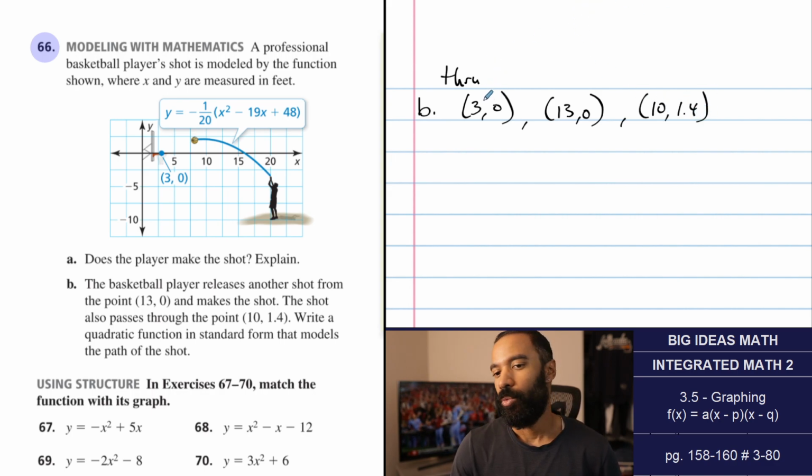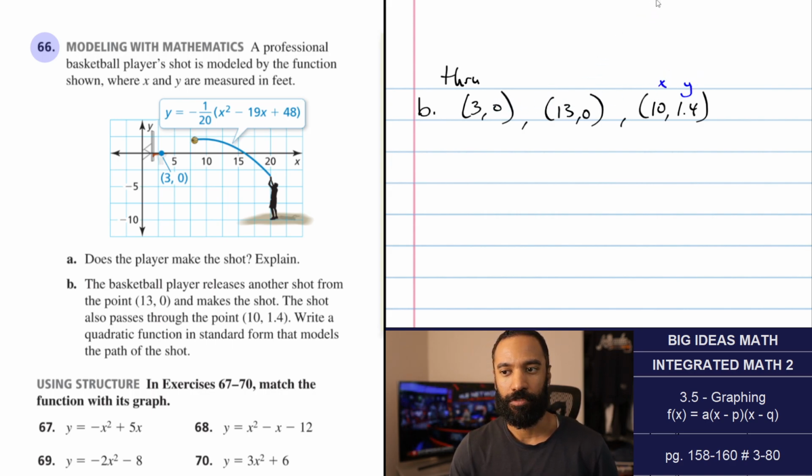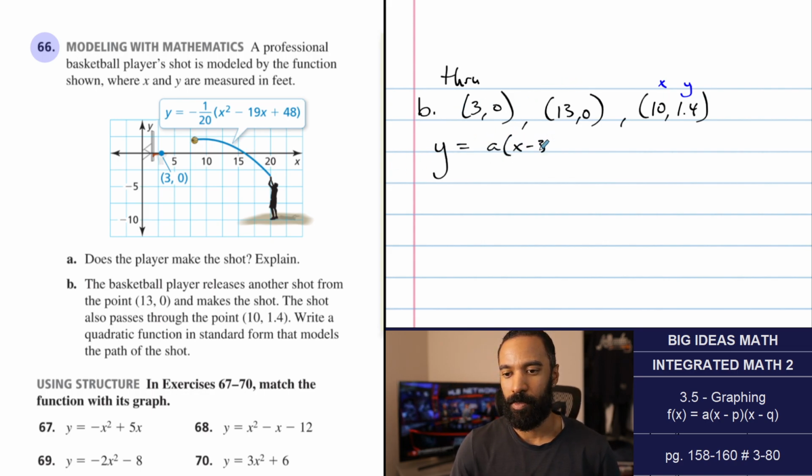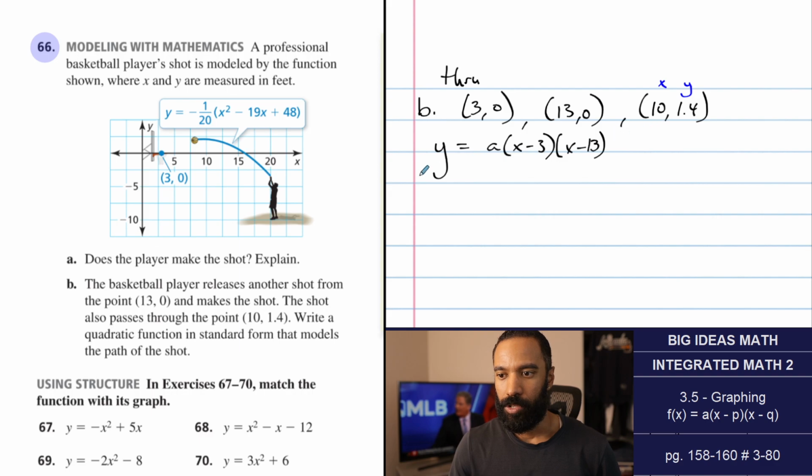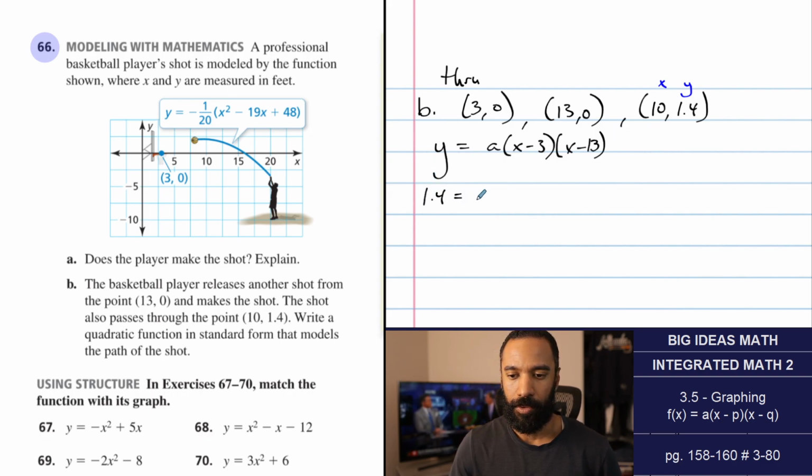Same bits. We have some x, some y we're going to plug in when we have this factored form. Y equals, totally different model of a shot, y equals a times x minus 3 times x minus 13. 1.4 for y. 1.4 equals a times 10 minus 3, 7.